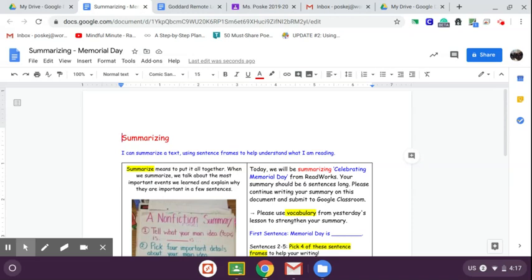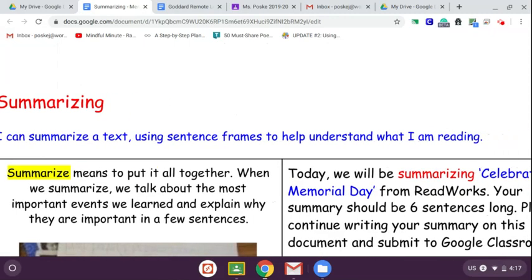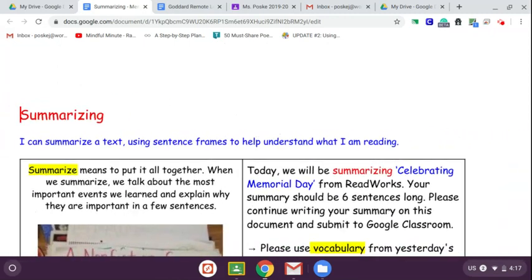Okay, and we've already done this this year, but it's been a while, so we figured it would be a really good time to reflect on how to summarize. We do a lot of this in reading workshop, we do a lot of this in writing, so today we are going to review what a summary is and how we are going to summarize. So, our goal is being able to summarize a text using sentence frames to help understand what we are reading.